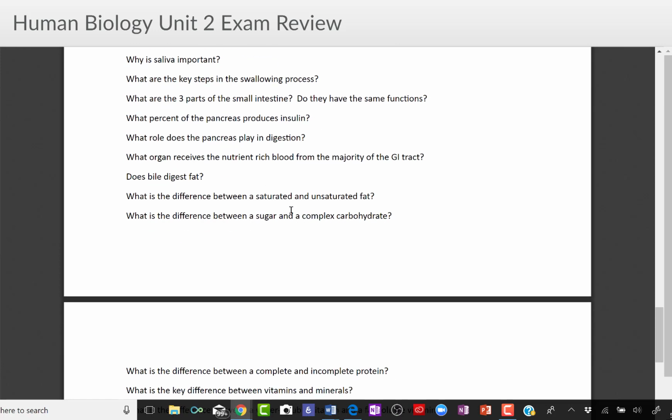All right, what percent of the pancreas produces insulin? I ask because when you think of the pancreas, you think of insulin and diabetes, but only 1% of the pancreas is endocrine. 99% of it is an exocrine organ, a digestive organ. That leads to the next question. What role does the pancreas play in digestion? It produces bicarbonate, the buffer I just mentioned. Your stomach can tolerate stomach acid, your small intestine cannot. So the bicarbonate will buffer those acids, and it produces most of your important digestive enzymes. So it's primarily a digestive organ.